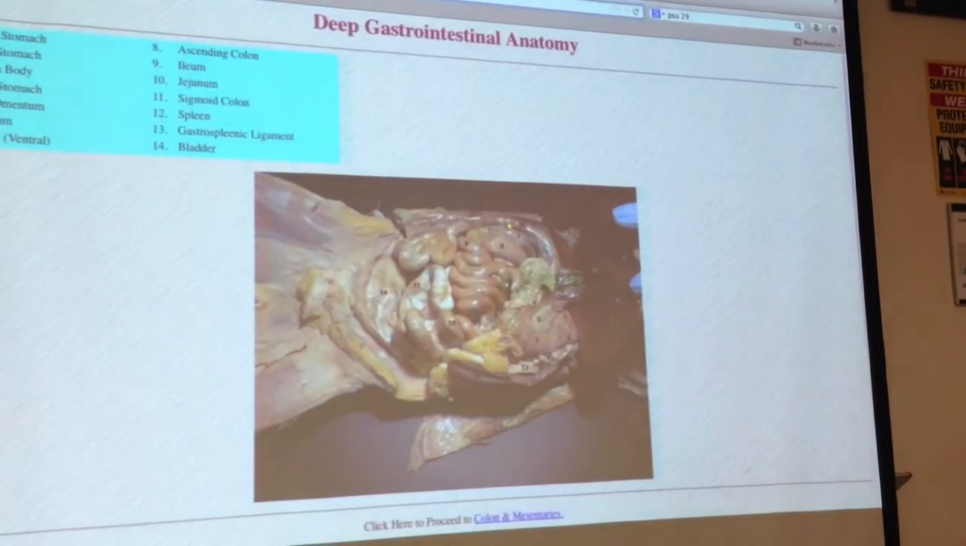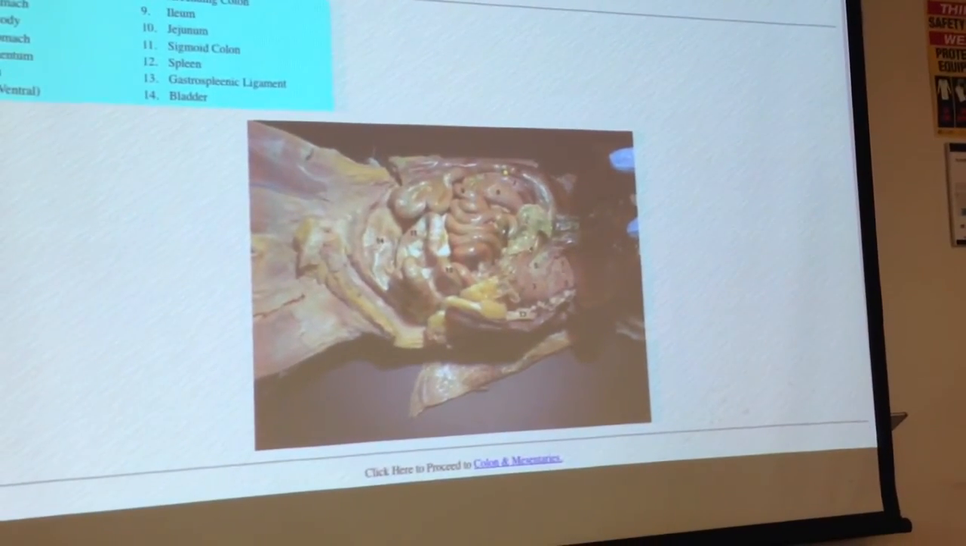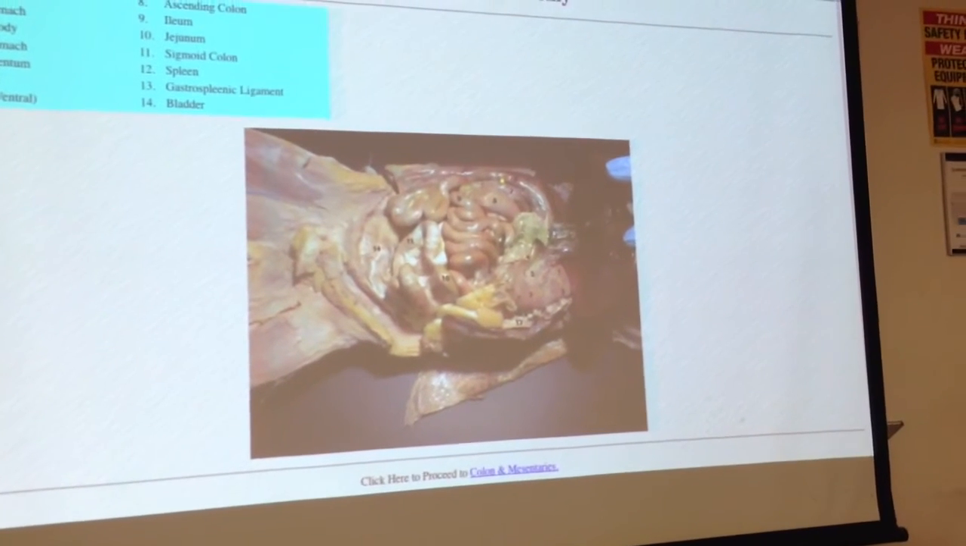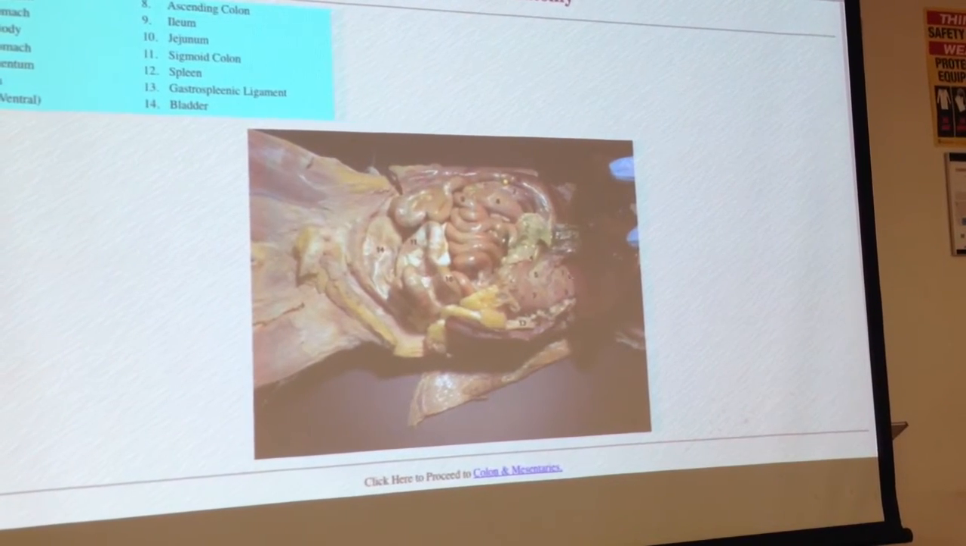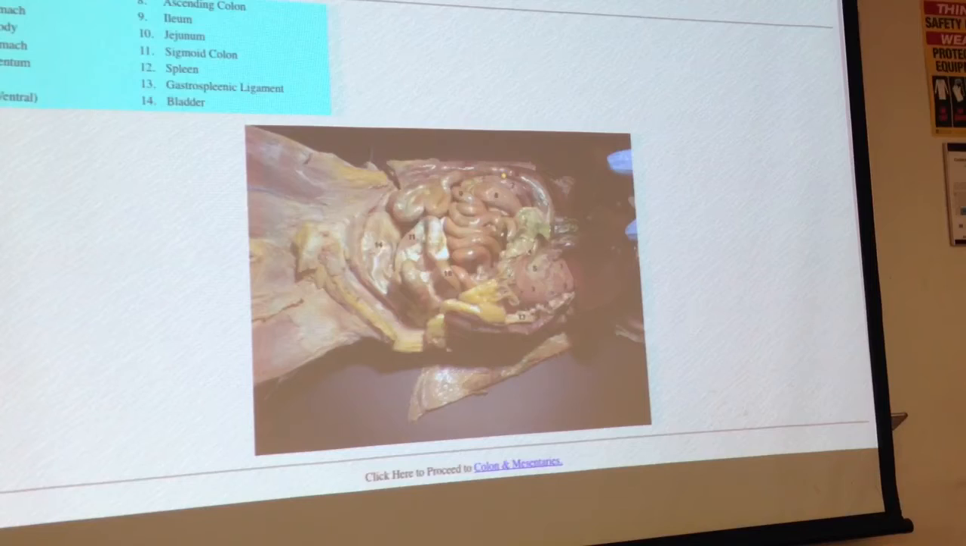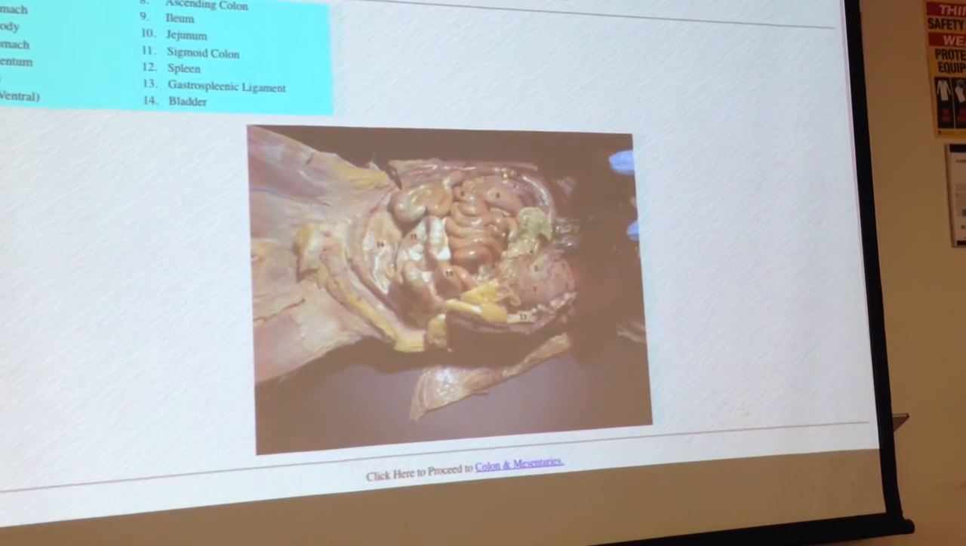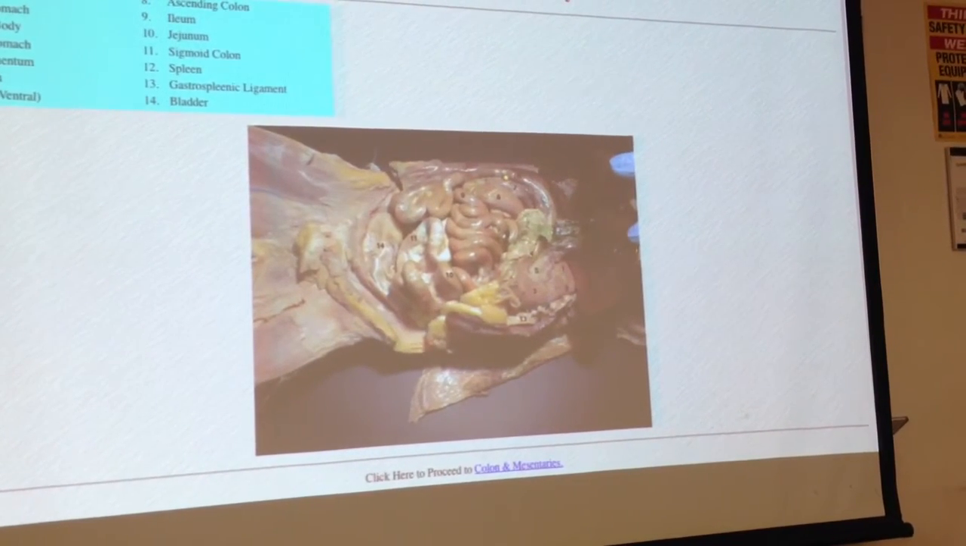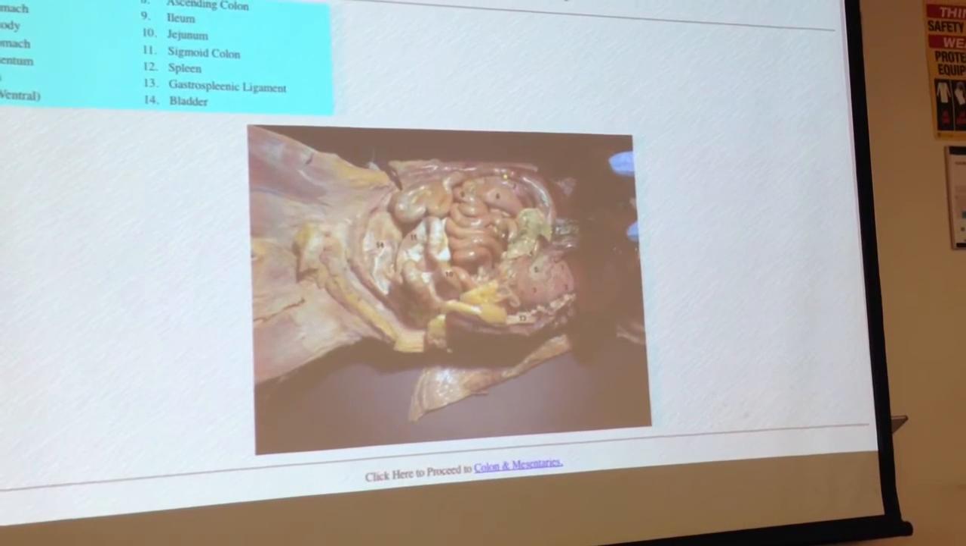All right, so now let's get a different view. So we flip the cat around and the liver is being lifted up. So here you can see the stomach. The stomach is also going to be on the left-hand side. It's kind of tucked between or underneath the liver and next to the spleen.